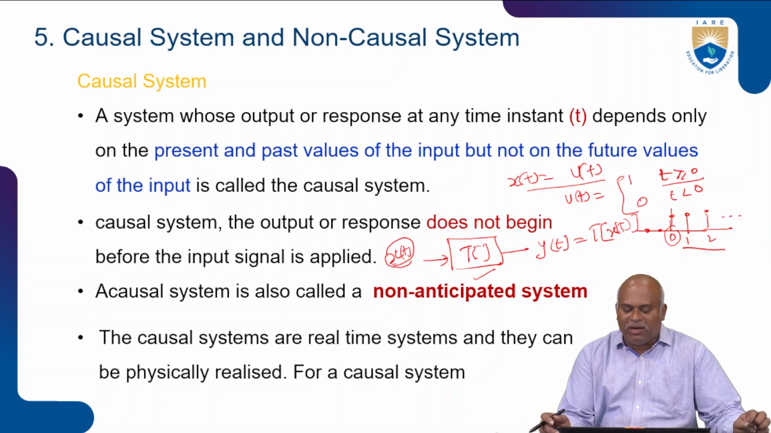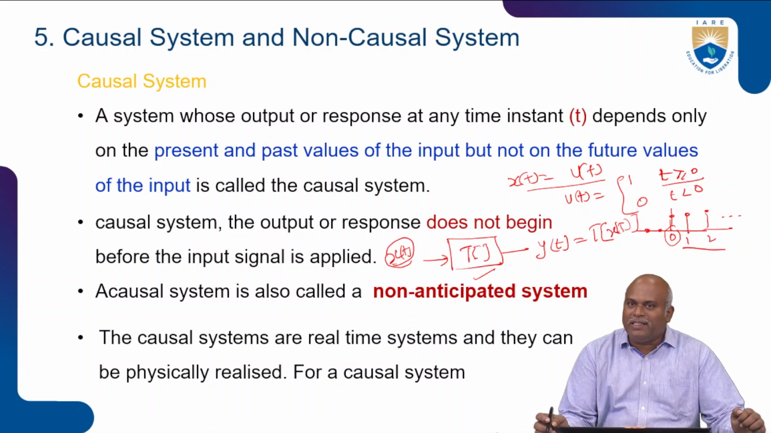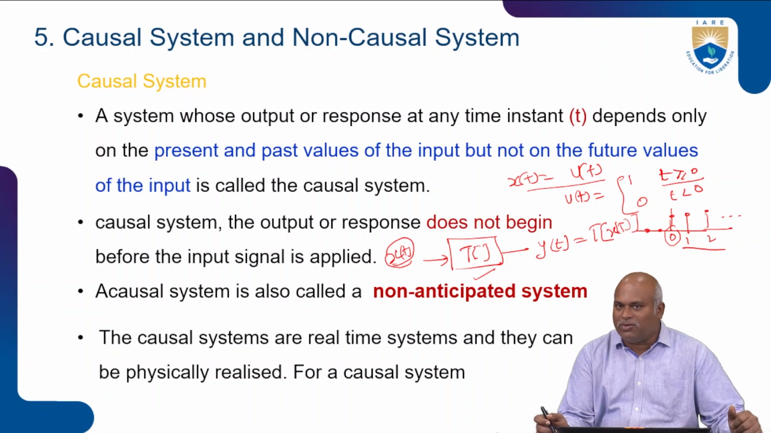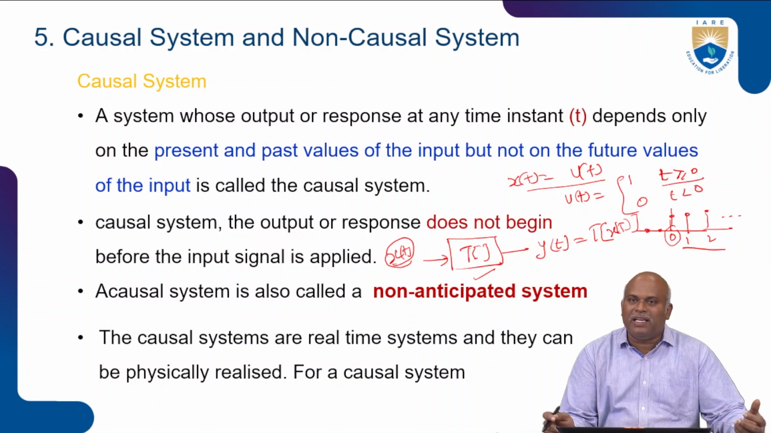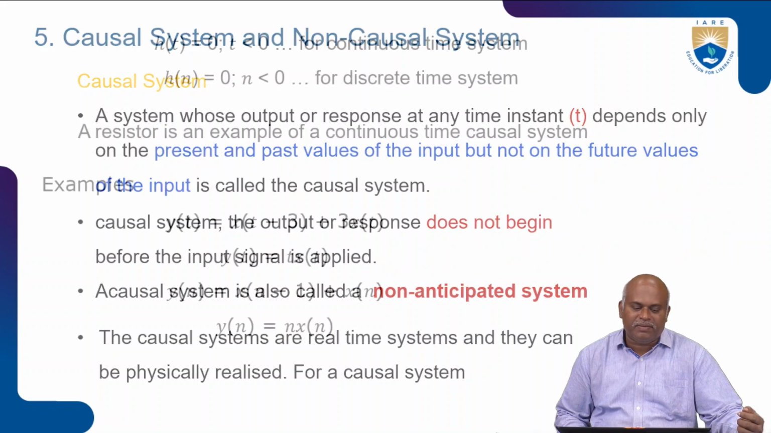Causal systems are real-time systems, and they can be physically realized. Physically realized in the sense that they are made from electronic circuits, which we may represent physically as a circuit. That kind of system is represented as a causal system.